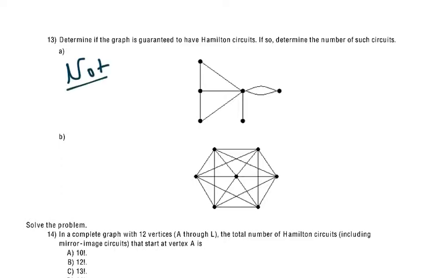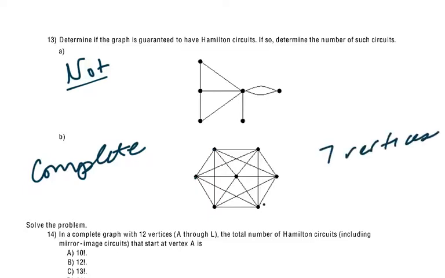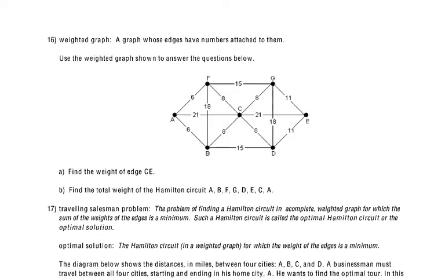The second one is a complete graph. So what we do is we count the number of vertices, 1, 2, 3, 4, 5, 6, 7. So there's 7 vertices. So to figure out how many unique Hamiltonian circuits there are, we take 7 minus 1 factorial, which equals 720 Hamilton circuits. We're going to move on to take a look at weighted graphs.